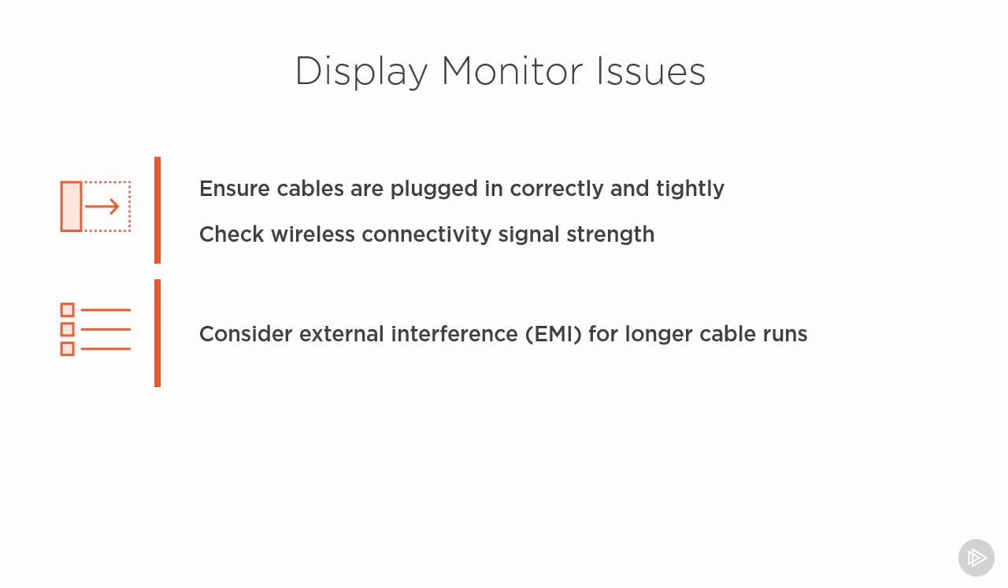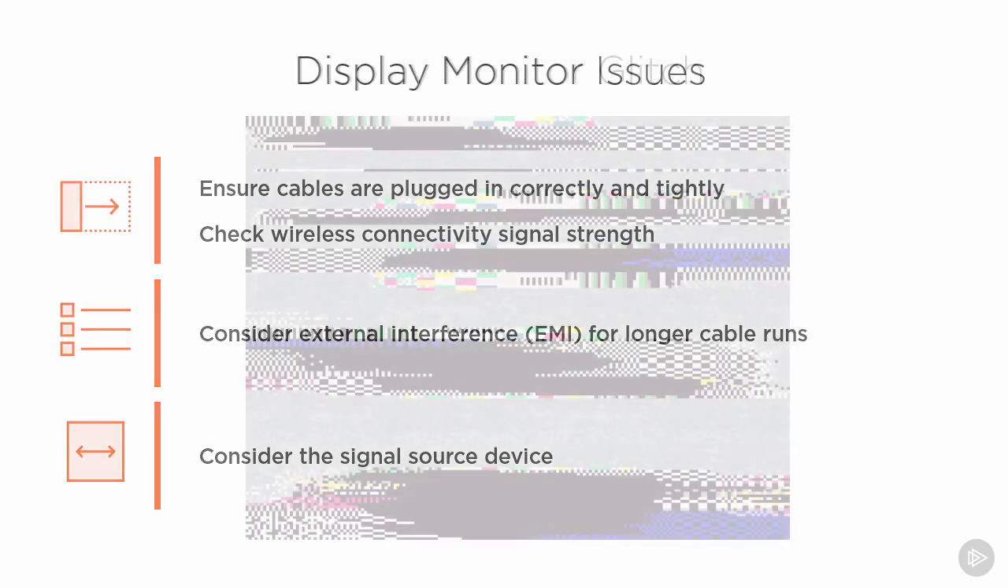Now that's not to say you can't go beyond it. You might say, I have a 40-foot HDMI cable and it works just fine for me. And that might be the case depending on the environment it's in. But it's safe to say that we should probably stick with the recommended standards. Think of the signal source device. Let's say that source device is my laptop, and I've got it plugged into an external second large display monitor. Well, if I've got a large stereo speaker nearby that has a magnet in it, that can cause problems.